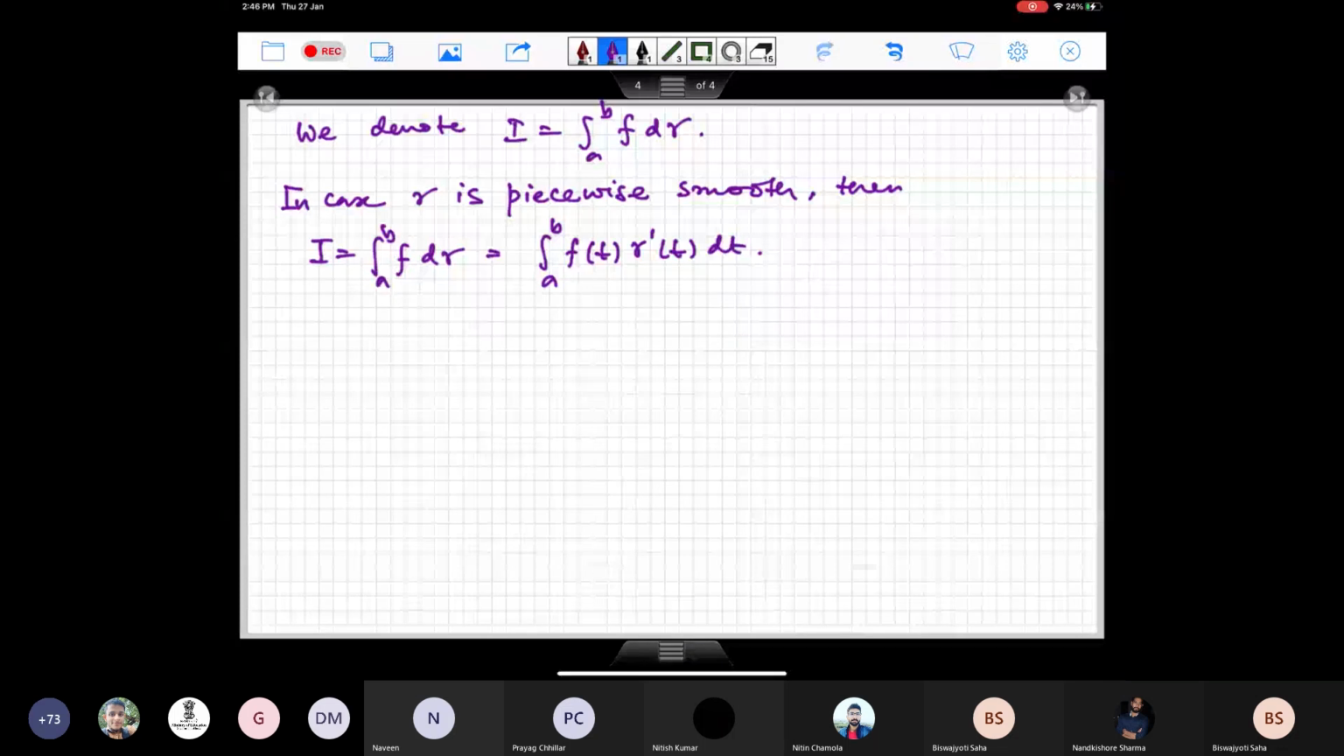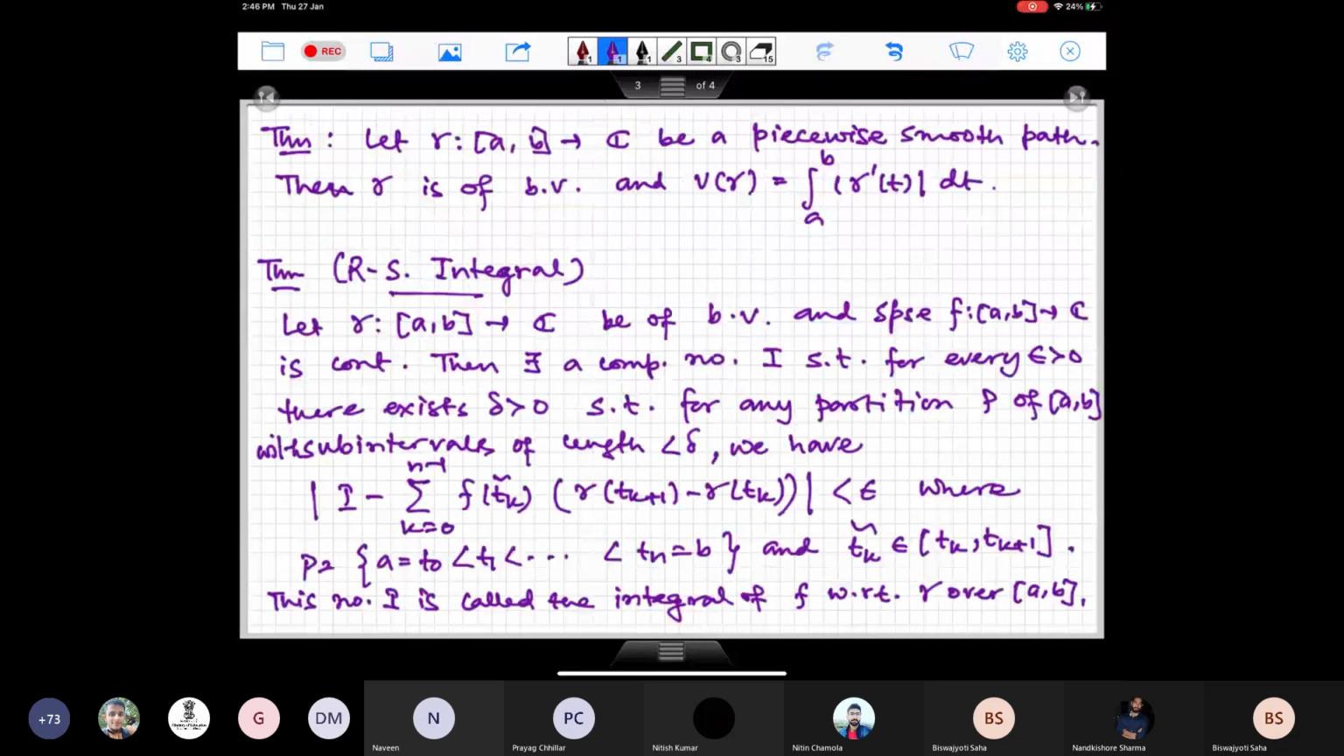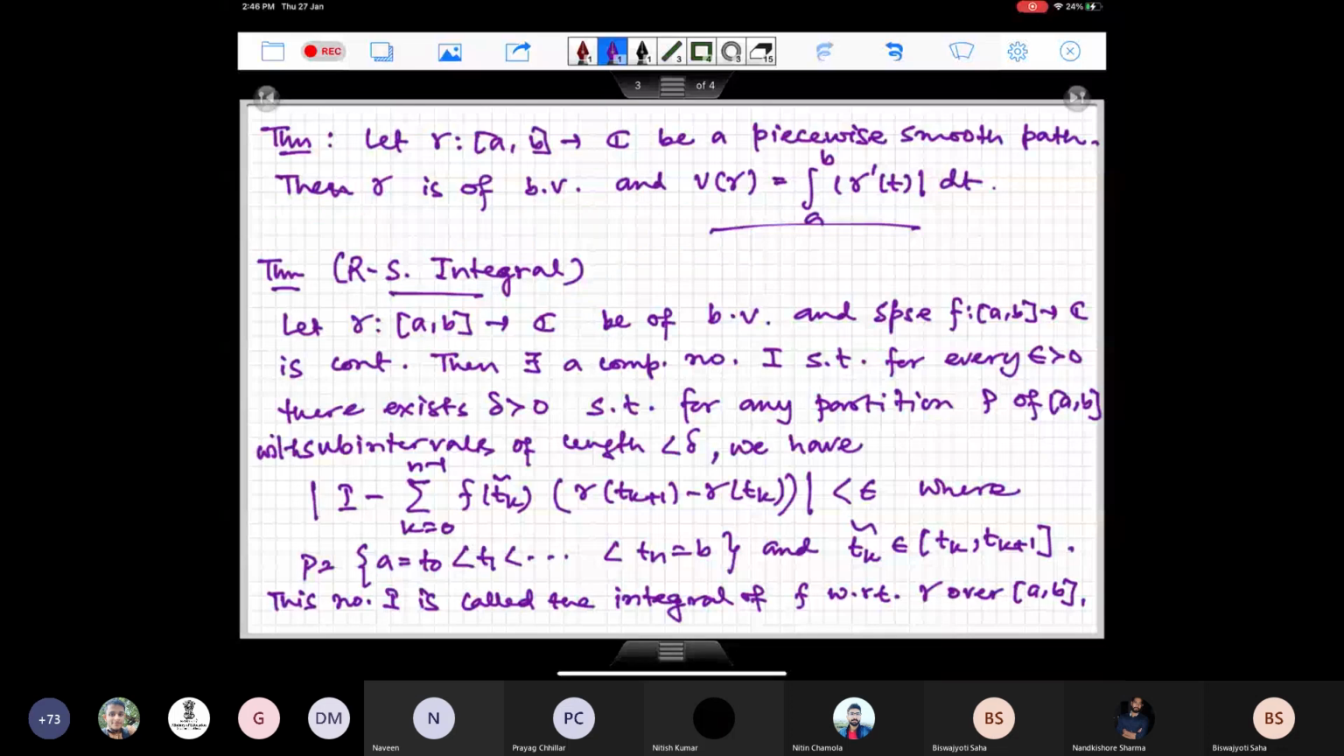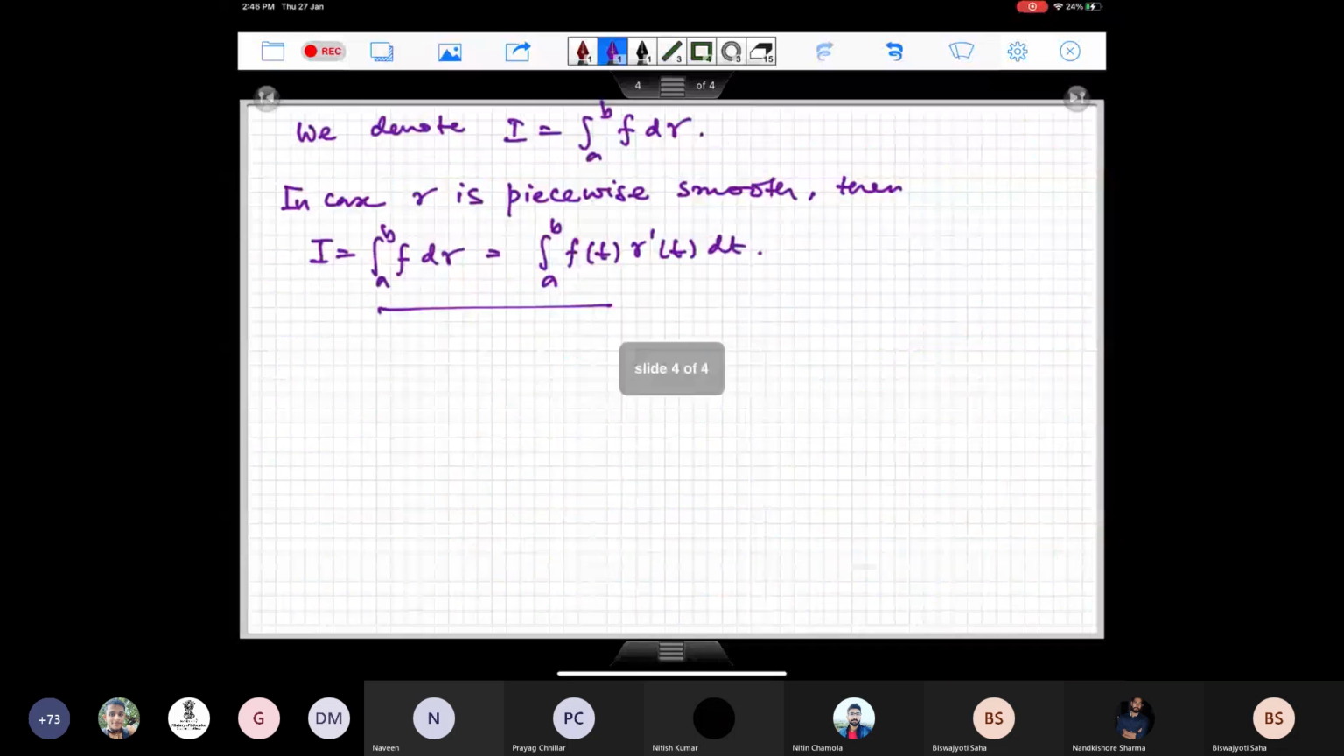If gamma is a piecewise smooth curve, as in the theorem above, then the integral is nothing but the integral from a to b of f(t) gamma prime(t) dt. Remember I had told you that the variation of gamma was given by the integral from a to b of the absolute value of gamma prime(t) dt. Here this function was complex. So you see gamma prime(t) appears over here, and I, the integral from a to b of f d gamma, means the integral from a to b of f(t) gamma prime(t) dt. So one can use this formula.